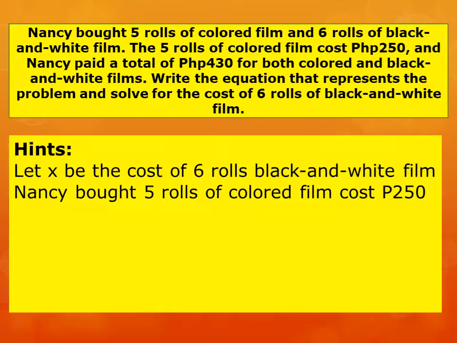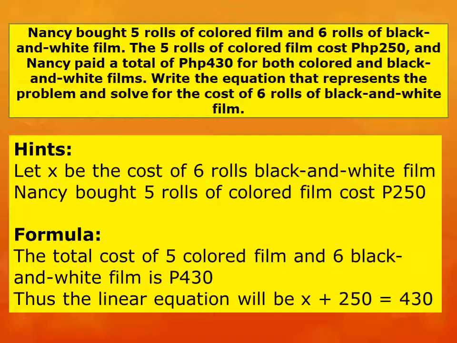So here's the hint. Let x be the cost of 6 rolls of black and white film. Nancy bought 5 rolls of colored film, cost 250. The formula is: the total cost of 5 colored film and 6 black and white film is 430. Thus, the linear equation will be x plus 250 is equal to 430.